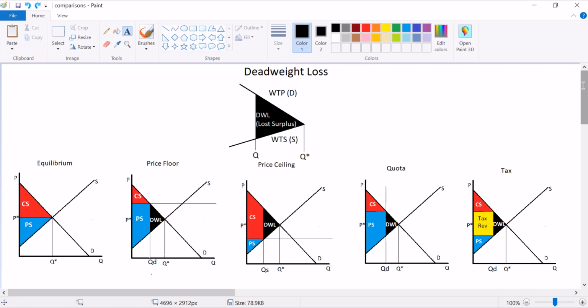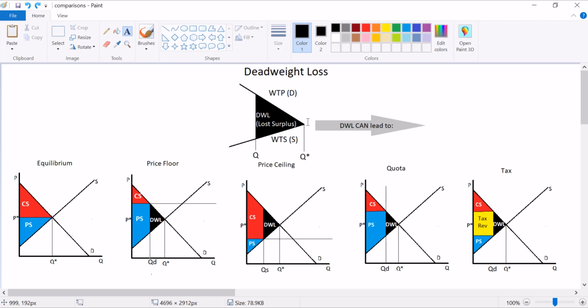It's lost surplus. It would have been consumer or producer surplus if the market were allowed to reach equilibrium. But now, it's just not. It's not any kind of surplus. Here's the thing, though. Deadweight loss, in this case, comes from a market that has too few transactions. This Q less than Q star means that there are mutually beneficial transactions, meaning it would benefit both buyer and seller, that are not being allowed to occur. And that can lead us to a couple of different things.